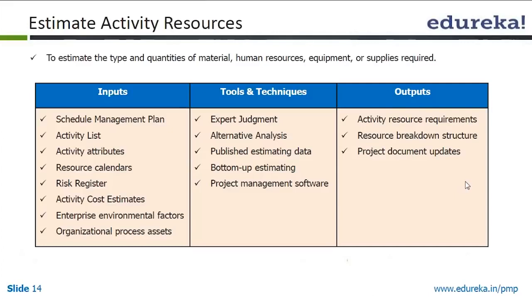Schedule management plan, activity list, activity attributes, resource calendars, risk register, activity cost estimate, enterprise environmental factors and organizational process assets are all inputs. Expert judgment, alternative analysis, published estimating data, bottom-up estimating, and project management software are the tools and techniques. And the outputs are the activity resource requirement, resource breakdown structure, and project document updates.